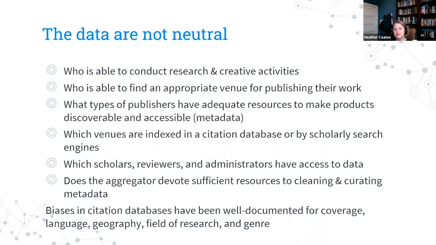So we have a really deep set of literature about biases in citation databases, and there is well-documented evidence for bias in coverage, language, geography, field of research, and genre. I have a couple of articles in the slides if you're interested in diving into this further. But the key point here is that metrics are only as good as the underlying data used to derive them.